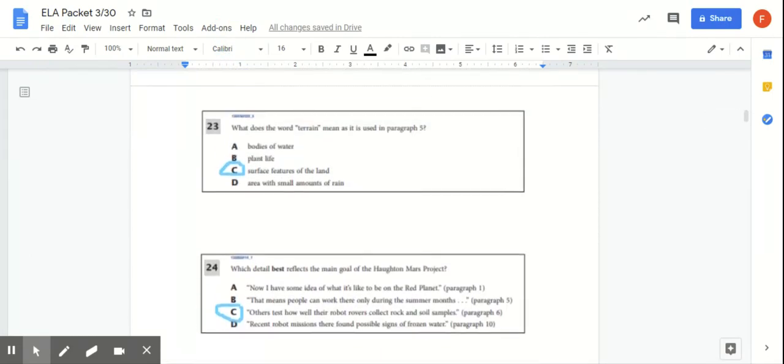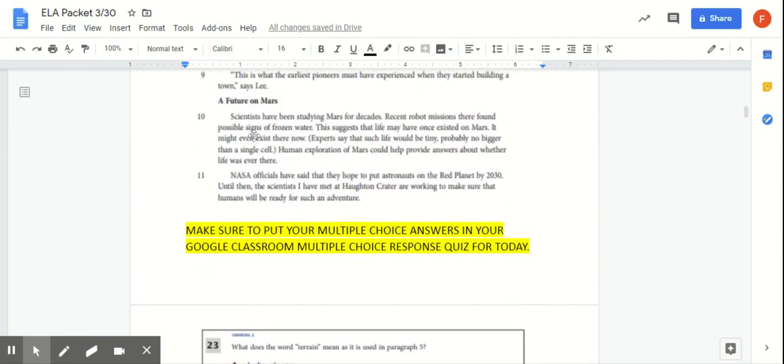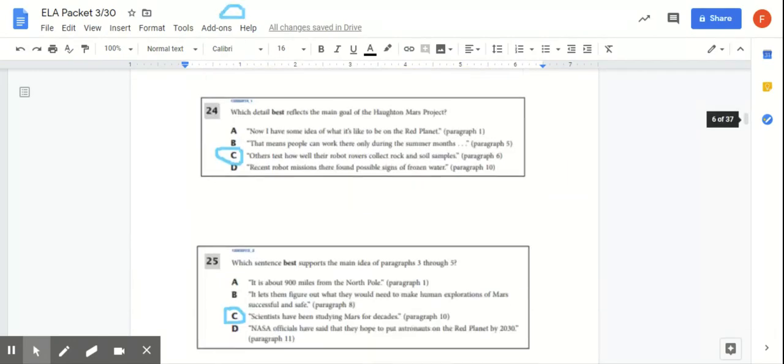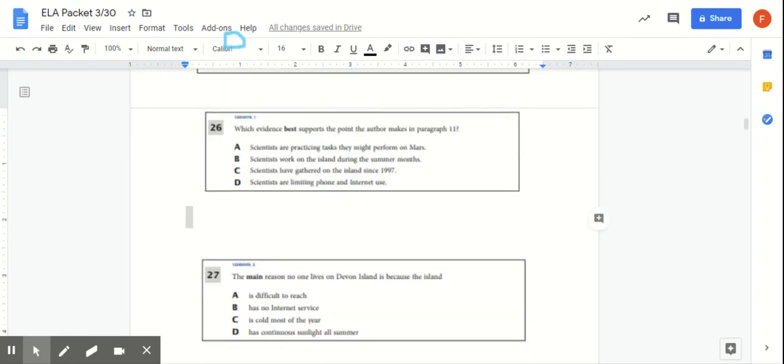So we will scroll up to paragraph 11. And after reading that paragraph once again, we can see that A would be our best answer. Scientists are practicing tasks they might perform on Mars. Because paragraph 11 is about how scientists are preparing people to be able to perform on Mars.